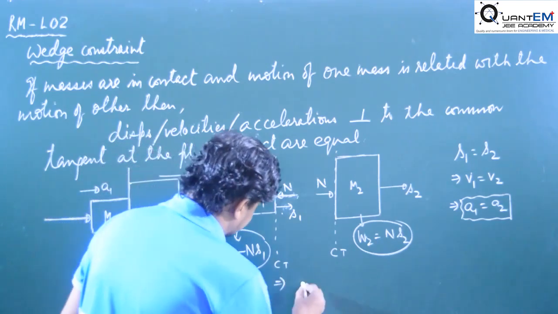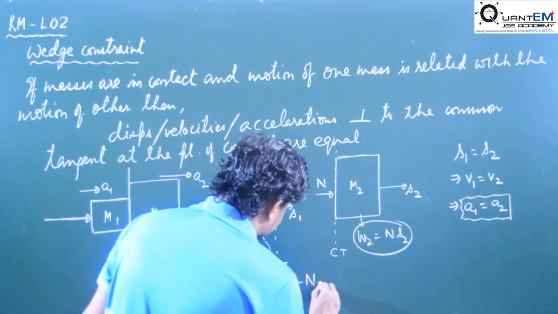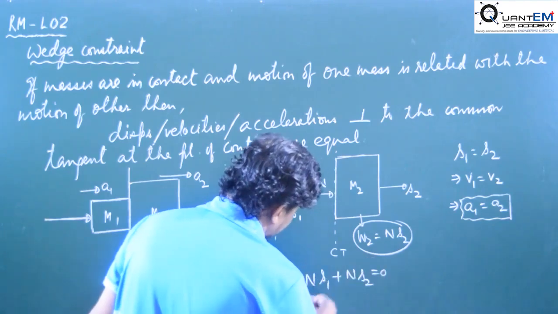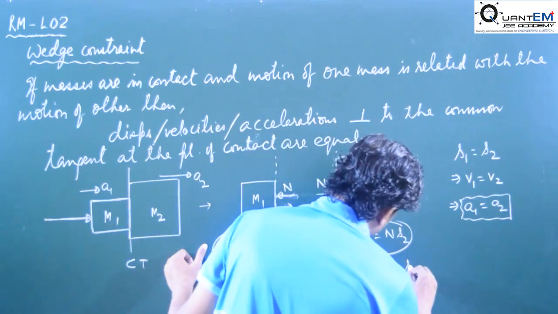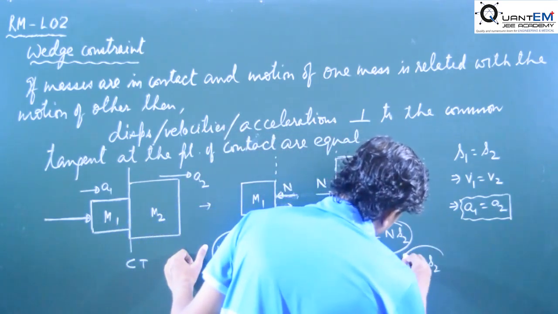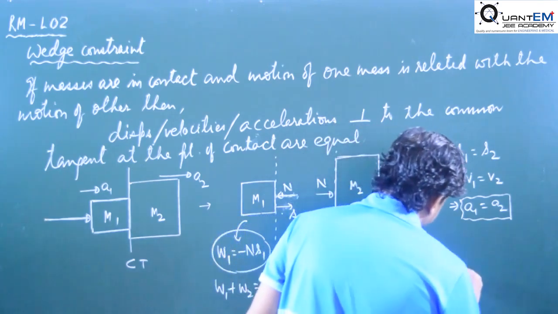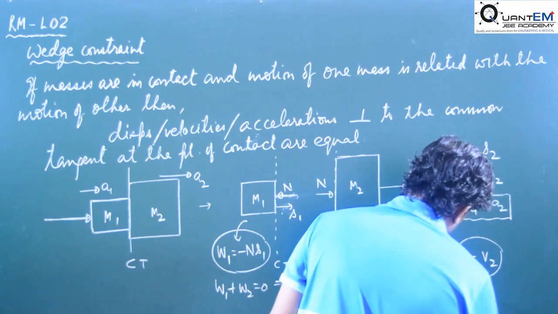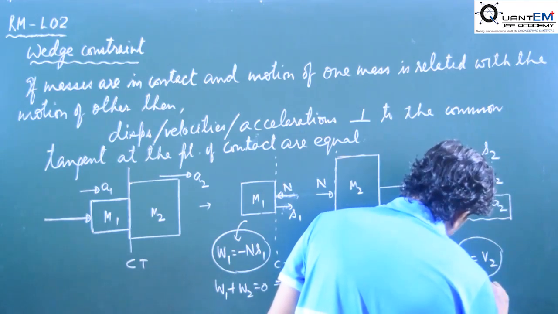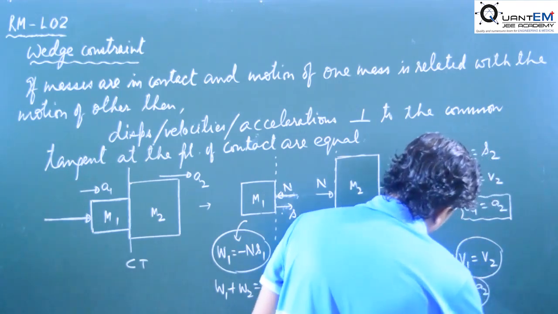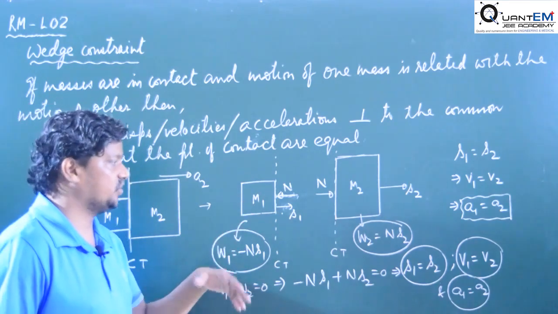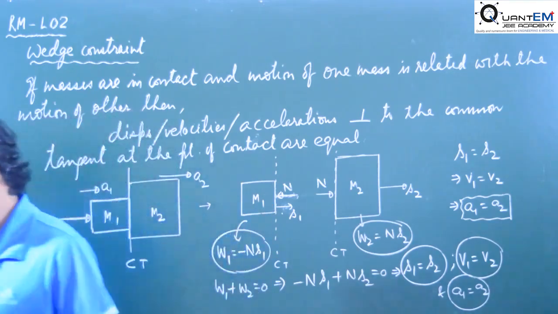It implies that minus N s1 plus N s2 is equal to 0. It implies that s1 is equal to s2, v1 is equal to v2, and a1 is equal to a2. In this way, the accelerations of the masses are what? Equal. So you may solve the question in both ways. OK.